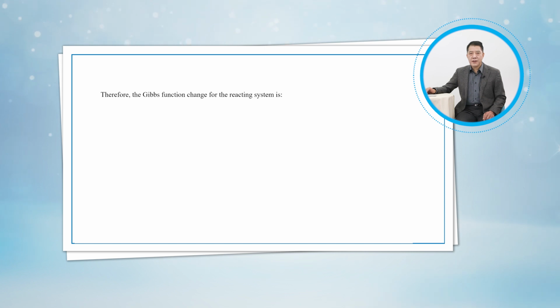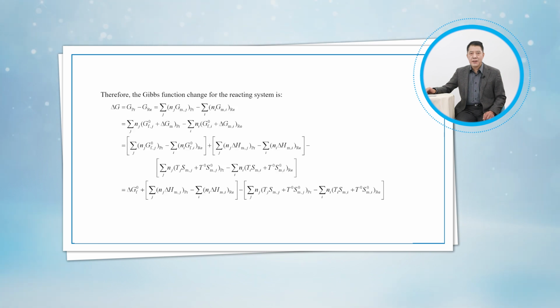Therefore, the changes in Gibbs function for the reacting system are given by equation 1372.